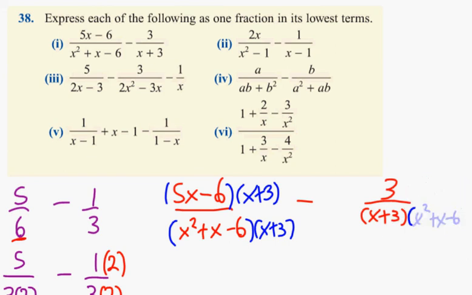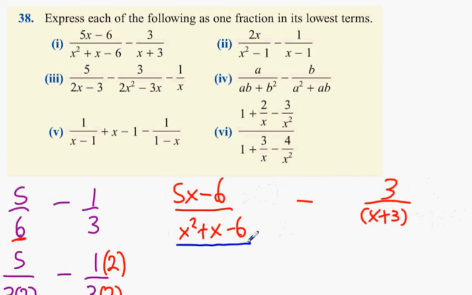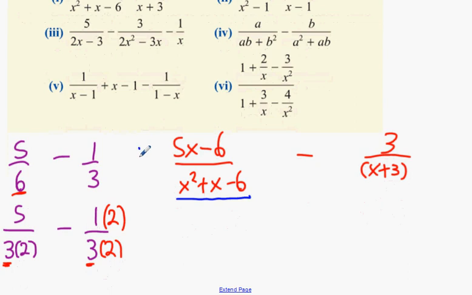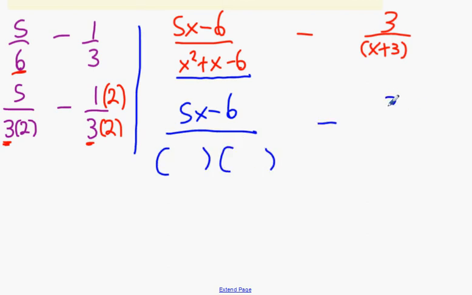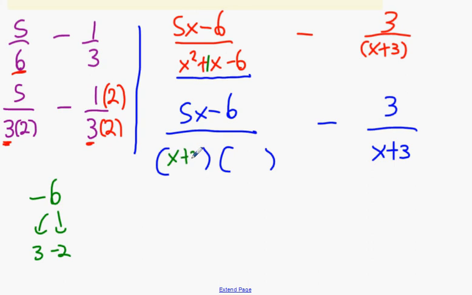So what we're going to do is look at this one here, and we're going to factorize it. So what happens when you factorize it? 5x minus 6 divided by the reference number, guys. What's the reference number? Sorry? The reference number is minus 6. Two numbers that will multiply to give you minus 6, but will add to give you 1x. 3 and minus 2. Answer: x plus 3, x minus 2.